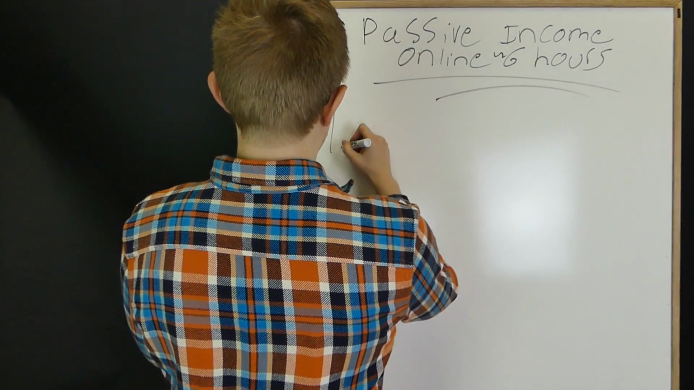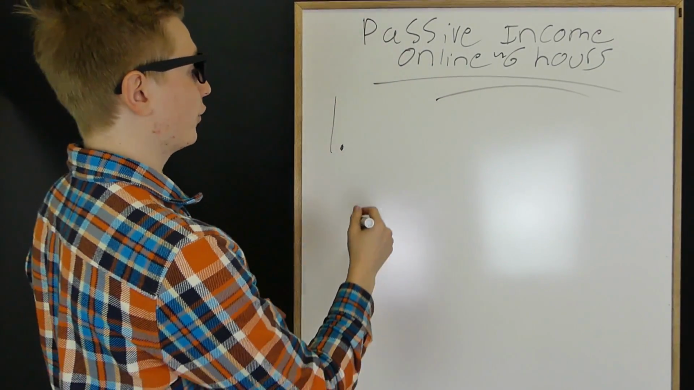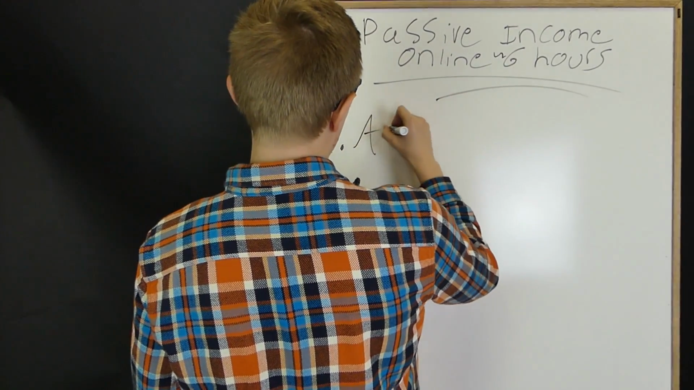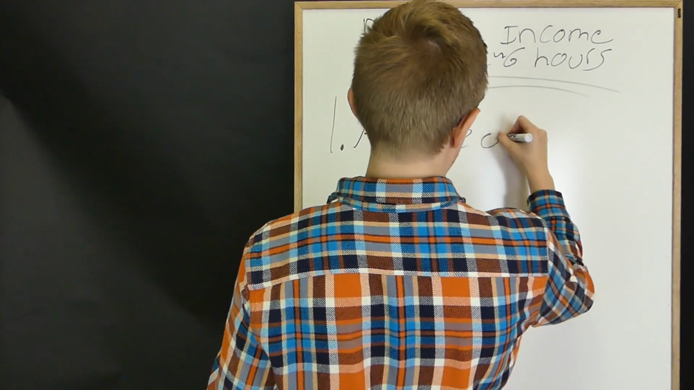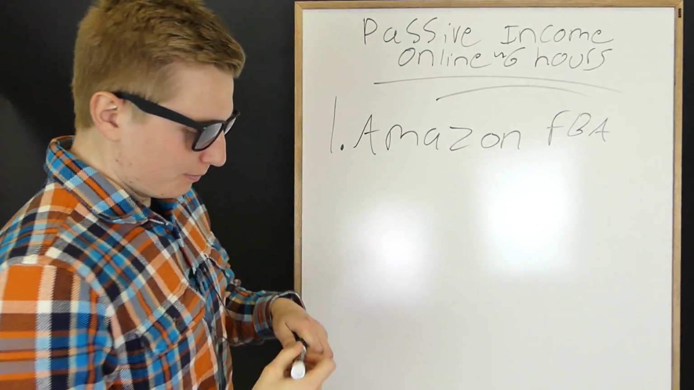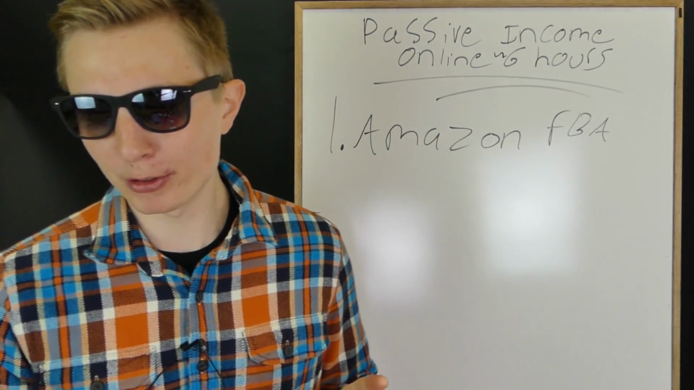Number one thing that you can do, if I had to start all over again, I don't do this now, but if I had to start all over again, I had no money, no passive income, no social media presence, this is what I would do. If you just wanted money, go the Amazon FBA route. So what is Amazon FBA? Pretty much, in order to start this, you need about $1,000 to $2,000 to start this.